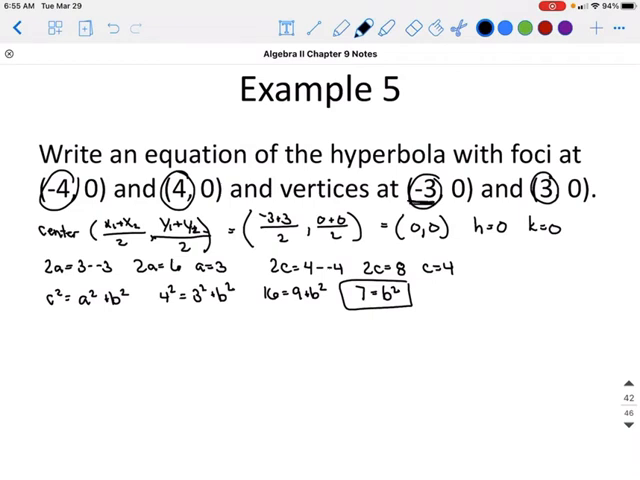Now, because on the vertices, it was the x's that were changing, that means the vertices are in the x direction, which means our equation will start with x first.